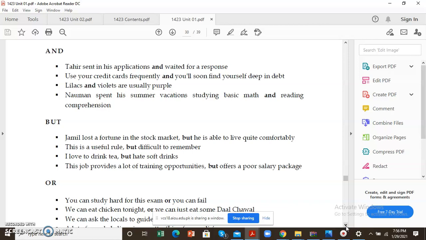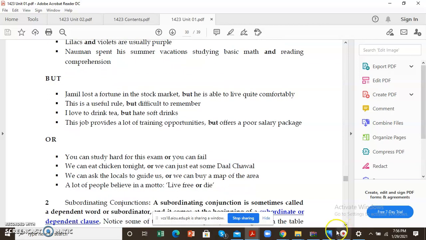I will take only one example and you can even save its screenshots. You can see how lilacs and violets are usually purple, right? And after that, the use of "but" we will practice a little. I love to drink tea but hate soft drinks, right? You notice, guys, that we have also used a comma after this. I love to drink tea, comma, and then but hate soft drinks, right?